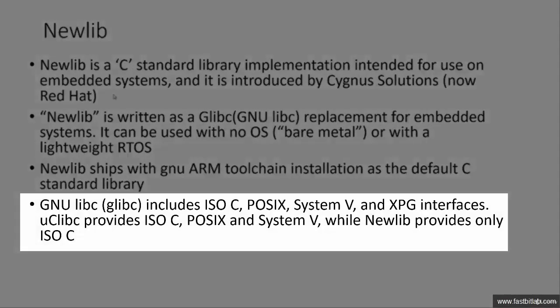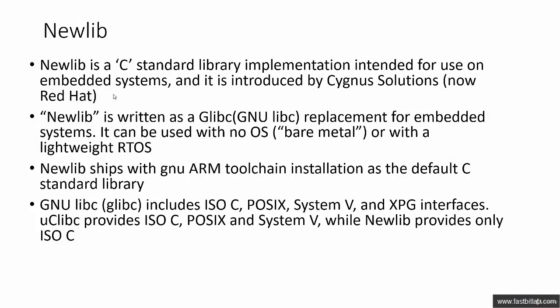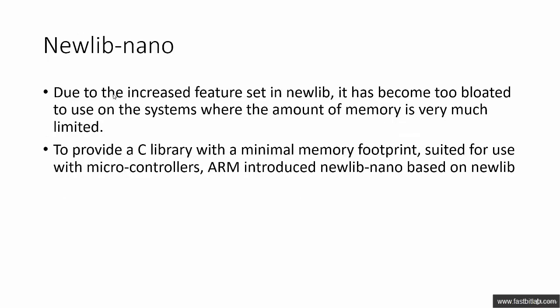glibc includes ISOC, POSIX, System5, and XPG interfaces. MicroLibc provides ISOC, POSIX, and System5 features, while NewLib provides only ISOC. That's the difference between NewLib, MicroLibc, and glibc. NewLib comes with a smaller feature set. Then how about NewLib Nano?